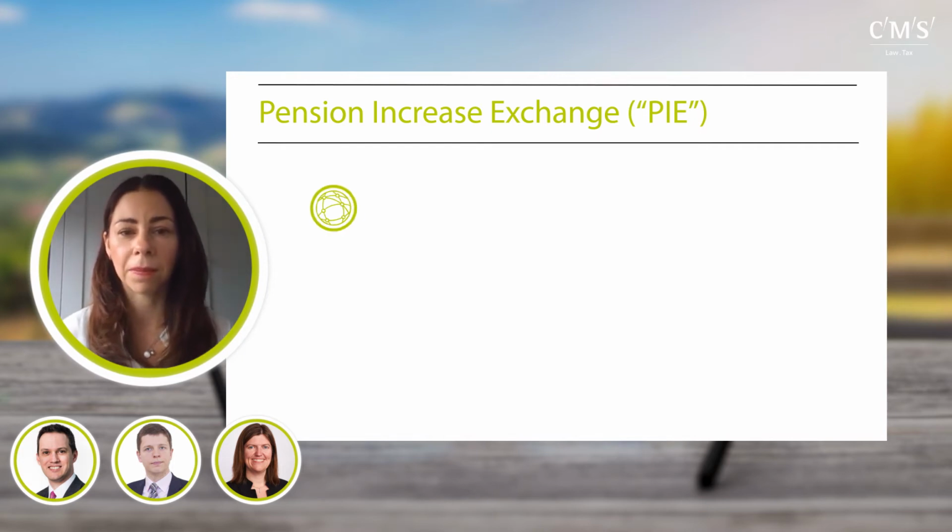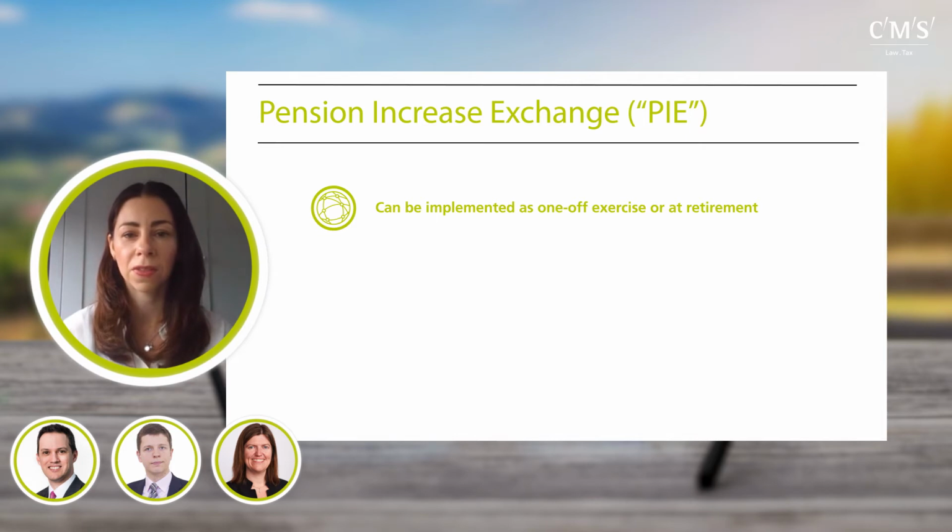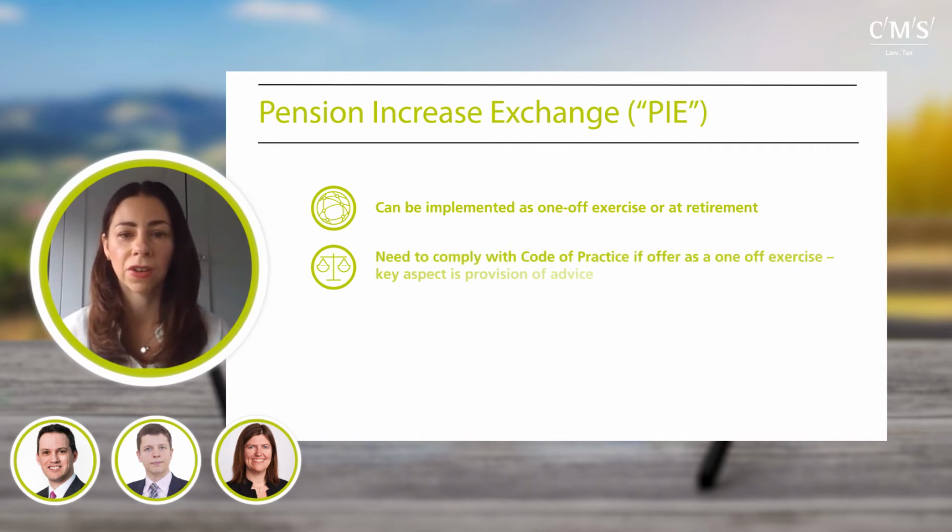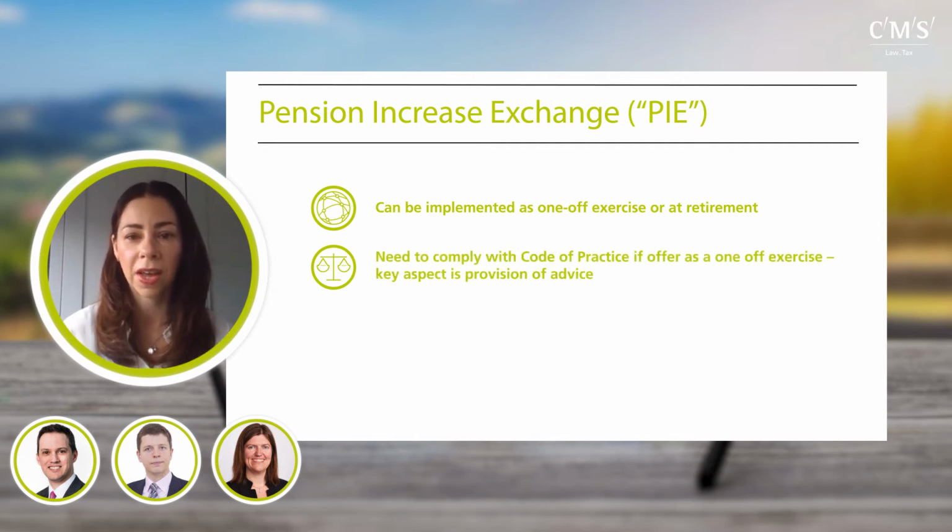In terms of timing, PI exercises can be offered as a one-off exercise, or they can be integrated as part of the scheme's usual retirement process. Where the exercise is implemented as a one-off, it falls within the definition of what is considered to be a modification exercise under the Industry Code of Practice on Incentive Exercises.